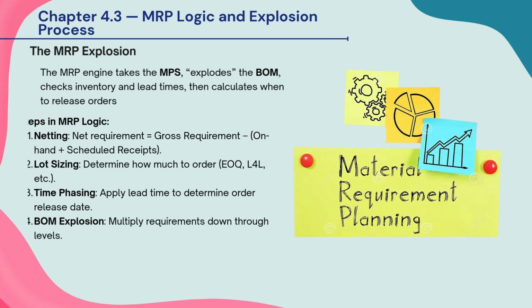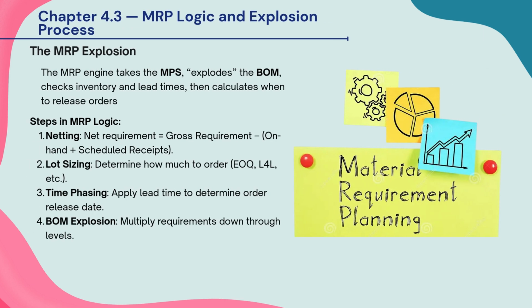This slide explains how the MRP system works through the MRP explosion process. MRP takes the master production schedule, MPS, and breaks down the bill of materials, BOM, to calculate material needs. It checks inventory levels, scheduled receipts, and lead times to decide when orders should be released.